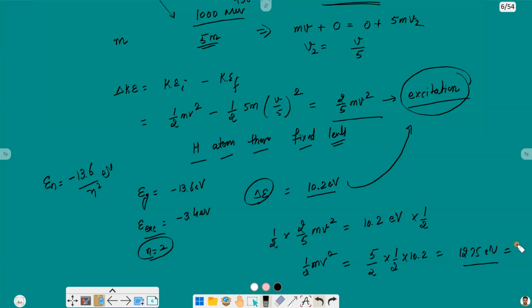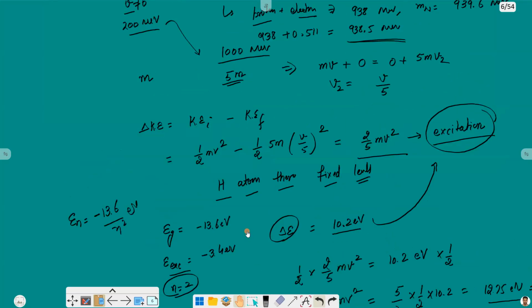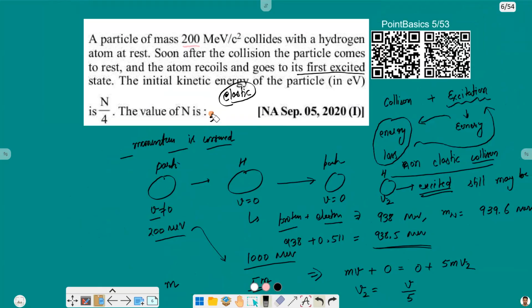So that can be written as 51 by 4. Yeah, 51, I think. Sorry, let us calculate actually. It has to be written as n by 4, that is equal to 12.75. And from that, n will be equal to 51. So the answer to this question is n is 51, and keep in mind that this is based on an approximation that I assumed the mass of the hydrogen atom is approximately 1000 MeV, so that this calculation becomes slightly easier. Now let us move ahead.